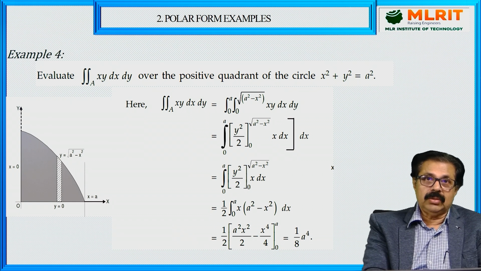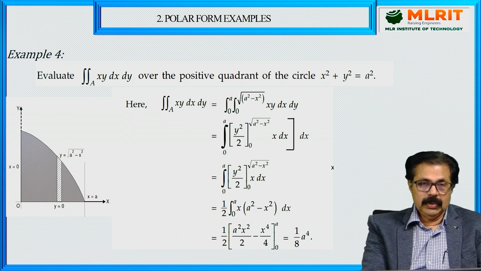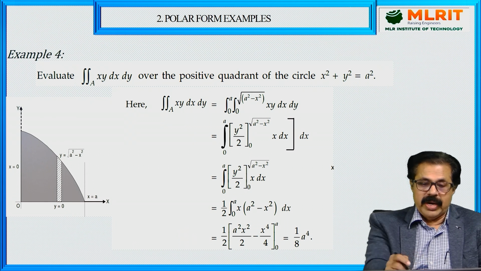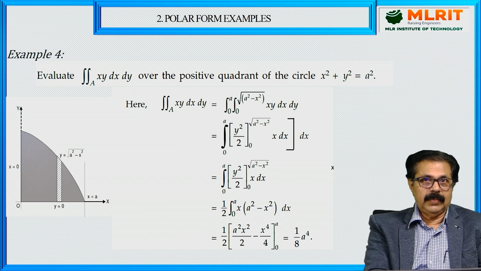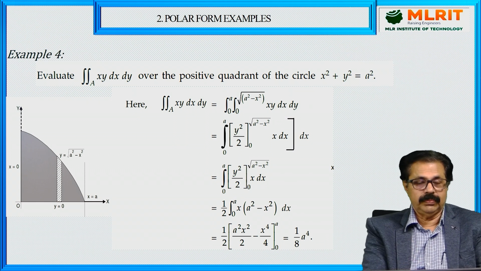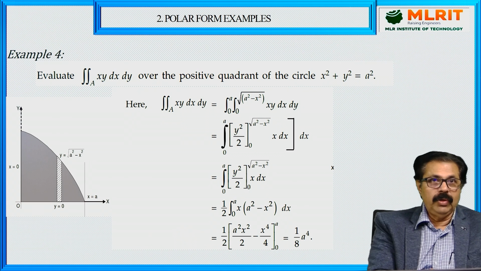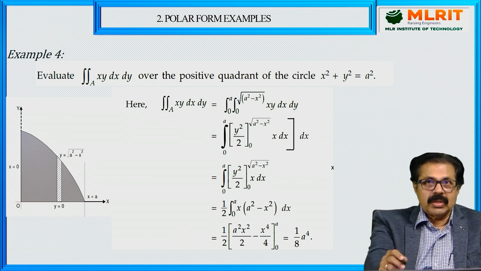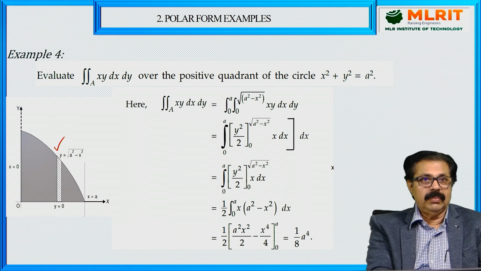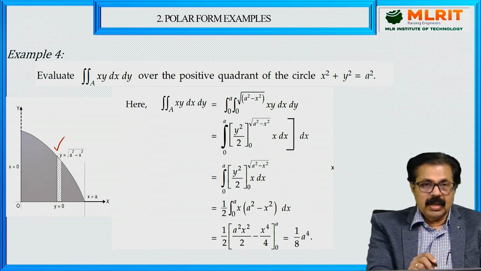Then it's better to convert into polar form. Here it is not converted into polar form and we are trying to do it directly. Of course, you can solve by polar form also and the answer will be one and the same. So if you see this carefully, quarter circle, you take a vertical strip.